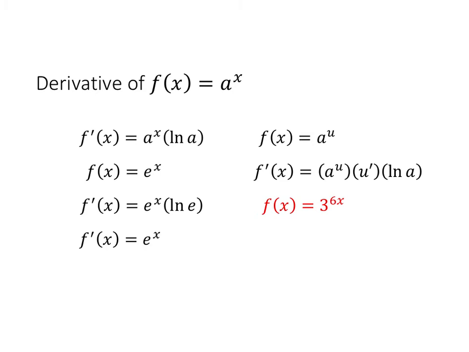So let's look at an example here. Let's say we've got f of x is equal to 3 to the 6x. Well, using the chain rule above, what are we going to get for the derivative? Looking at it in terms of the chain rule, we're going to get the original function, which is 3 to the 6x, times the derivative of the exponent, which is 6, times the natural log of the base, which is 3. So there we have our example in terms of using chain rule.